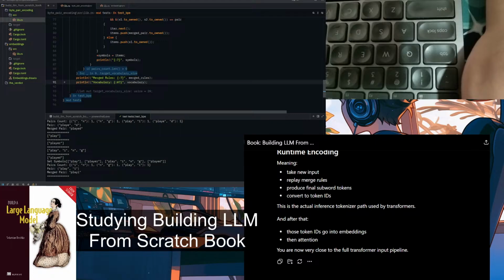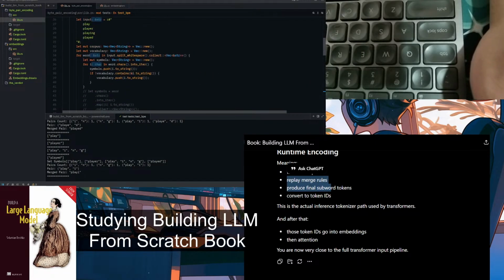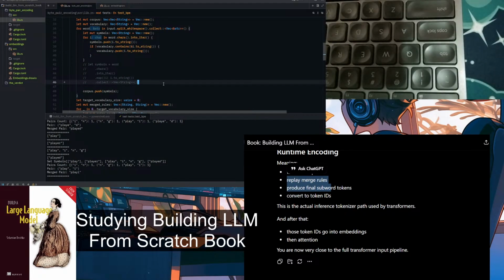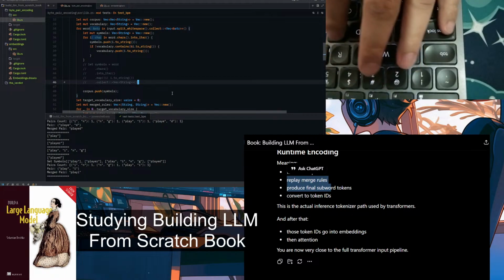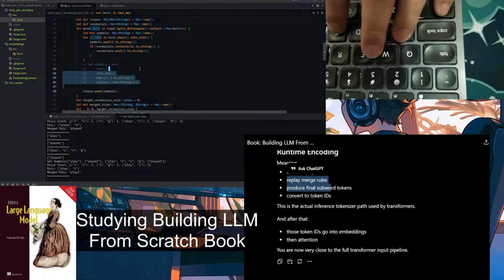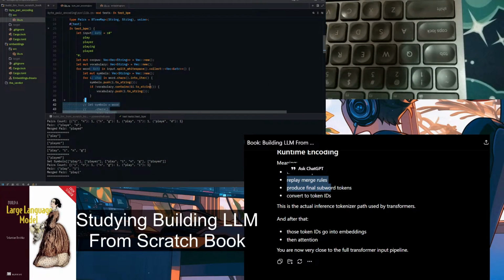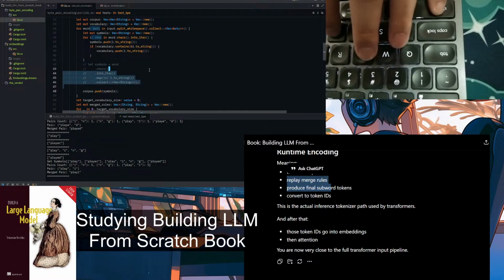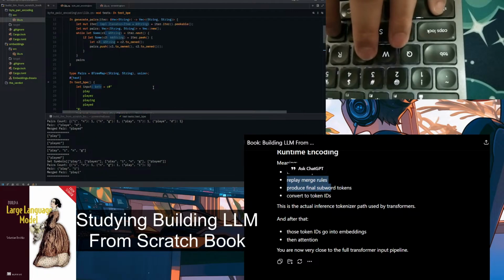So take new input, replay merge rules. What does that mean? So kailangan ko na pala i-clean up tong part na to. Tagal ko dito kasi I'm just allotting 1 hour or 1.5 hour in this one. But on Friday, I'm going to do a full day of studying this book. Or Friday or Saturday. At least 5 hours. I will allot 5 hours here. Never thought that's going to be hard.